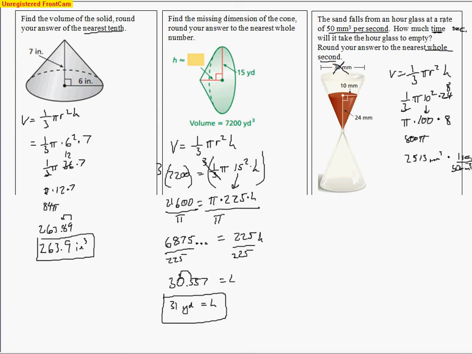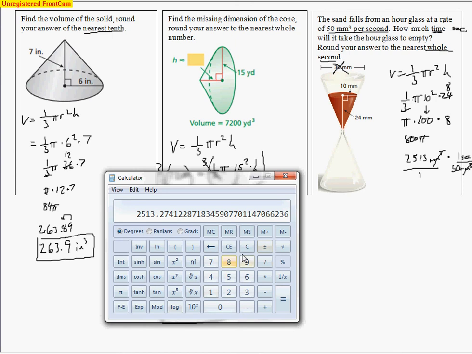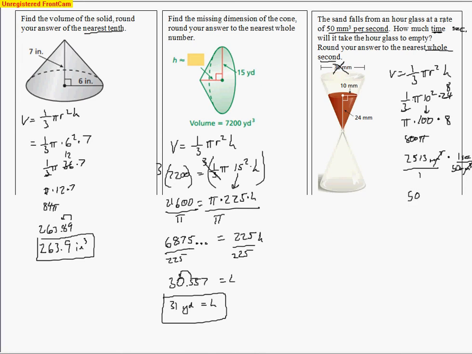So I put the 50 cubic millimeters in the bottom to cancel out the cubic millimeters on top of that number that was 2,513, the volume of the sand in this hourglass. And we're going to divide our answer by the 50. That's going to give us the number of seconds. So it's going to be 50, and this was 0.2. We're supposed to round to the nearest whole second, so it's going to just stay 50 seconds. That's the time it takes the hourglass to empty.